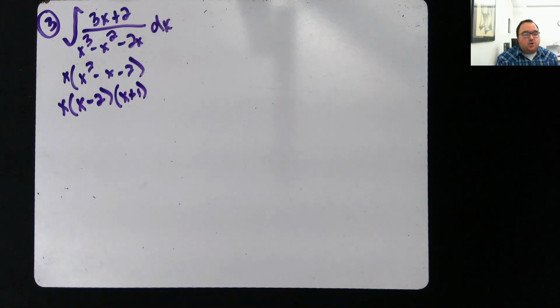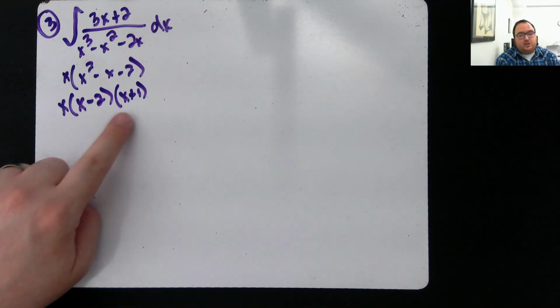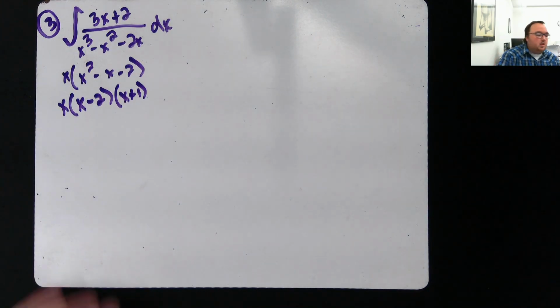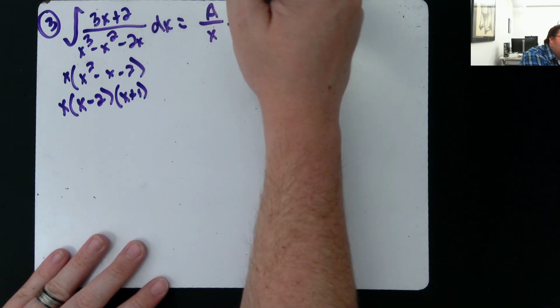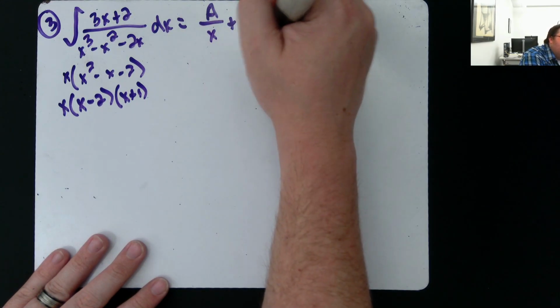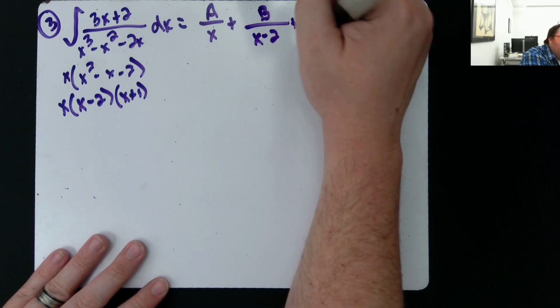So then what does that do? Instead, I'm going to have 3 terms instead of just 2. So I'm going to have a constant over x plus a constant over x minus 2 plus a constant over x plus 1.